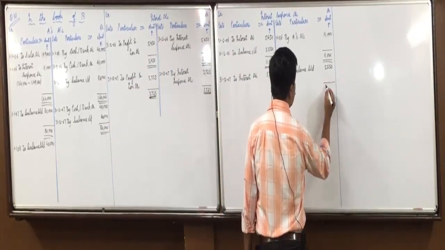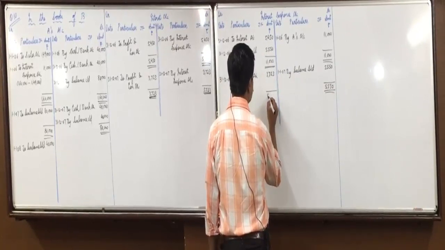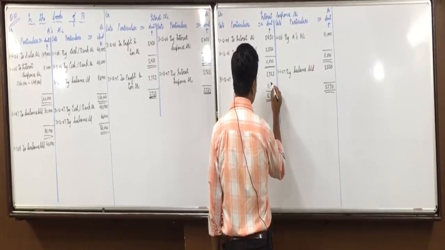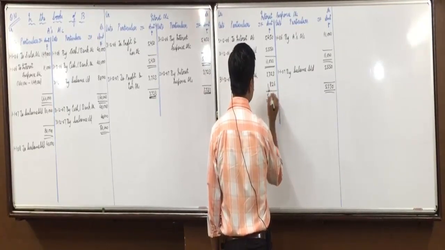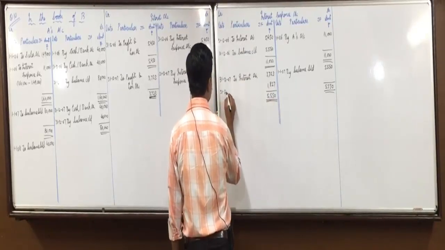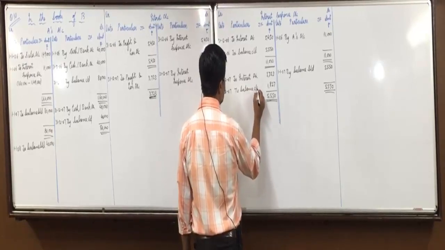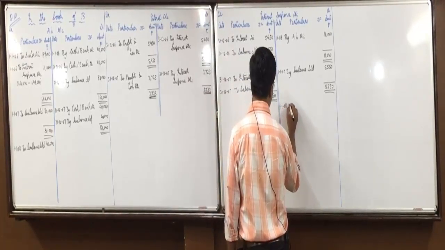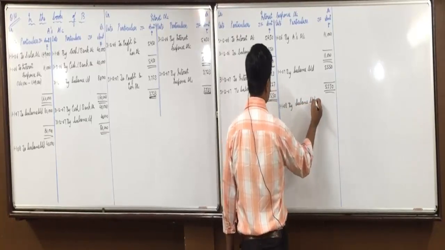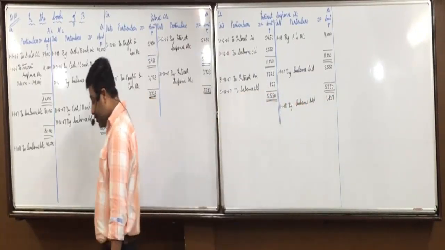Interest suspense 5550 minus 3723, so 1827. 31/12/07 balance carried down. Opposite side 11,082 by balance brought down 1827. Clear with this, everyone?